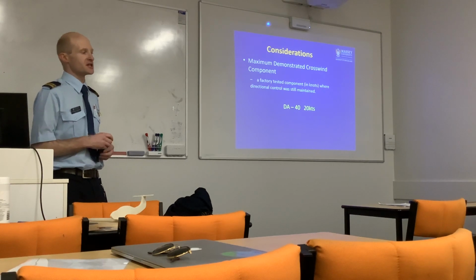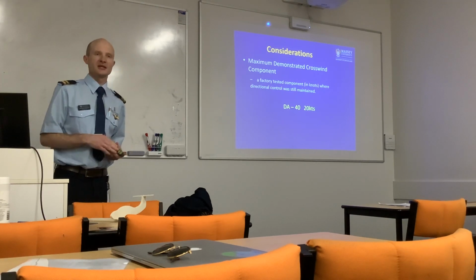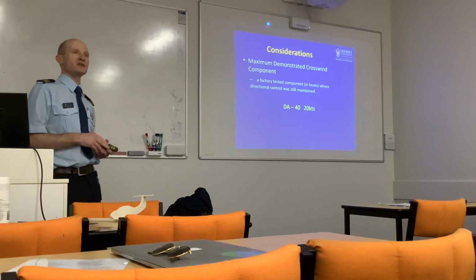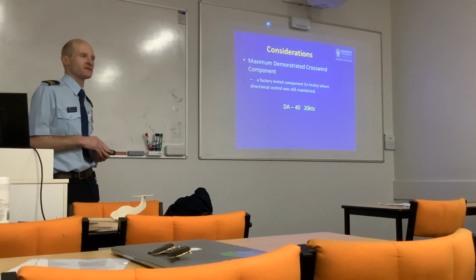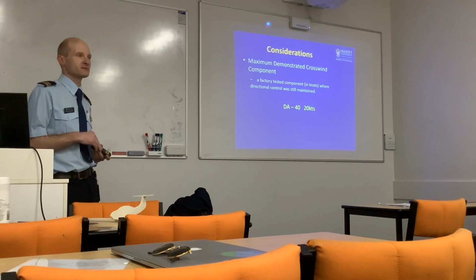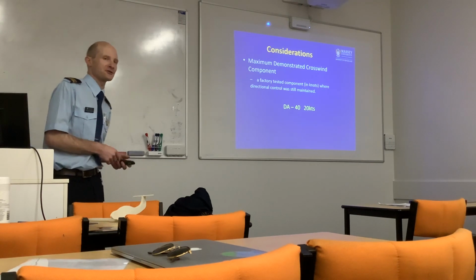You could mention the crosswind component for the different aeroplanes that we have here. 17 knots for the twin, 20 for a DA40. I don't know what the Foxis. What is it, 15 or something like that? Maybe brush up on that before you do your TR3s.